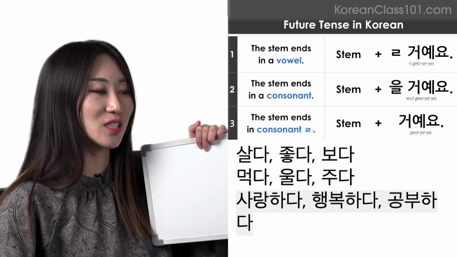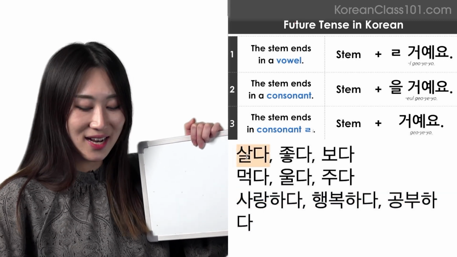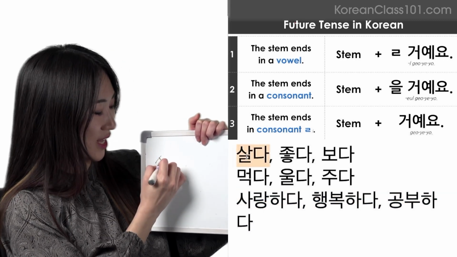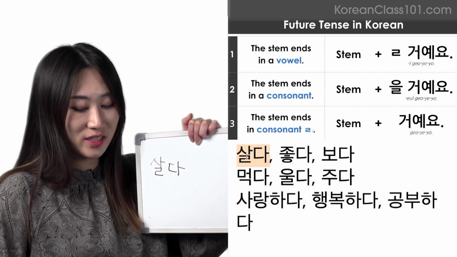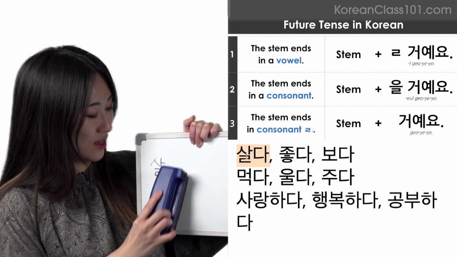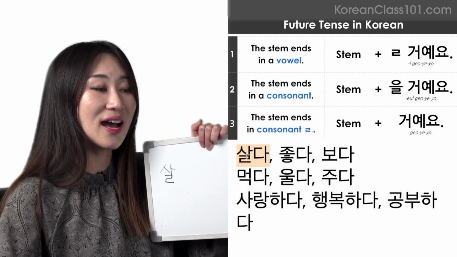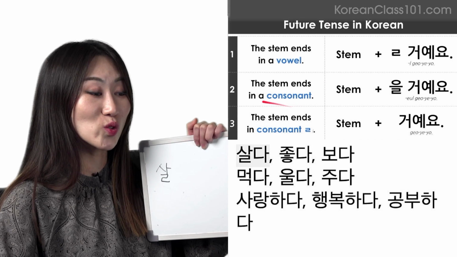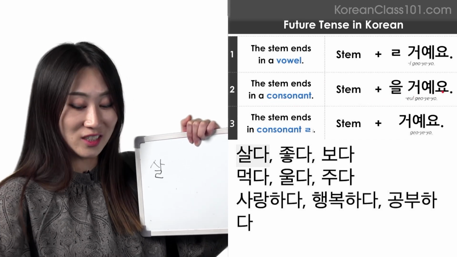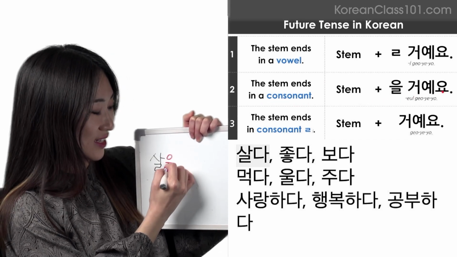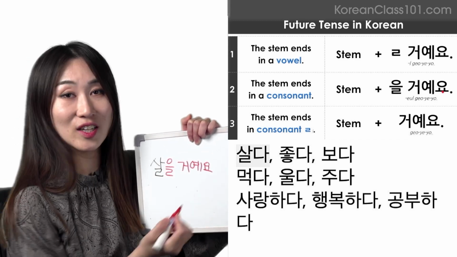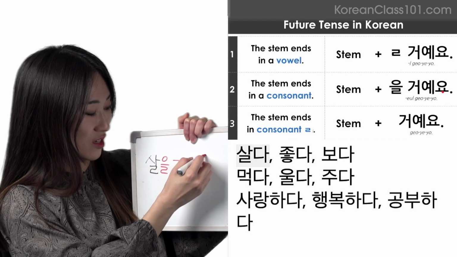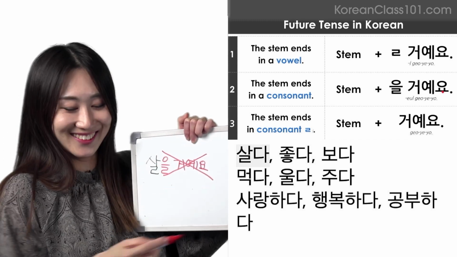Okay, now we have these verbs, which is 살다, to live. What is the stem? It's 살. And 살, aha, it ended with a consonant. So I need to use 을 거예요, right? 살을 거예요, I will live. Is it right? No, I'm sorry, but this is incorrect.